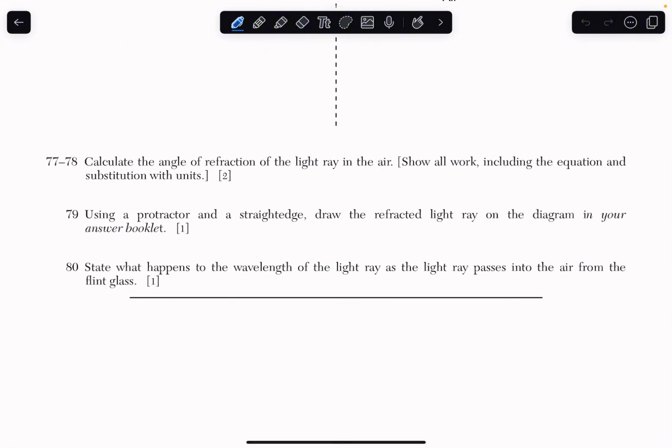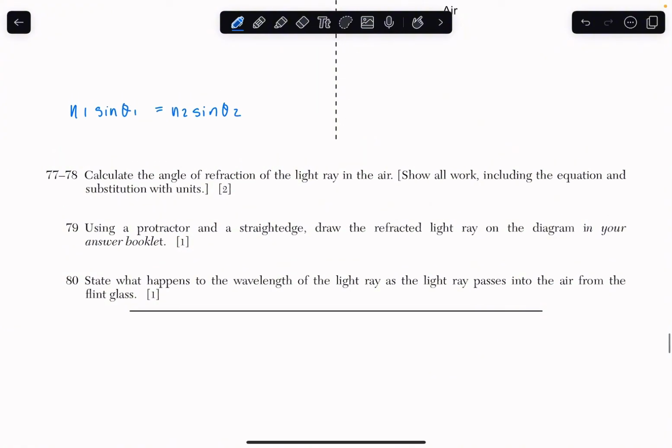77 through 78. Calculate the angle of refraction of the light ray in the air. So in this problem, we need to use the equation N1 times sine theta 1 equals N2 sine theta 2. And we have to use this equation in order to find the angle of refraction of the light ray in air. We can plug in the numbers for this equation since we already know the index of refraction for both flint glass and air because it's on the reference table.